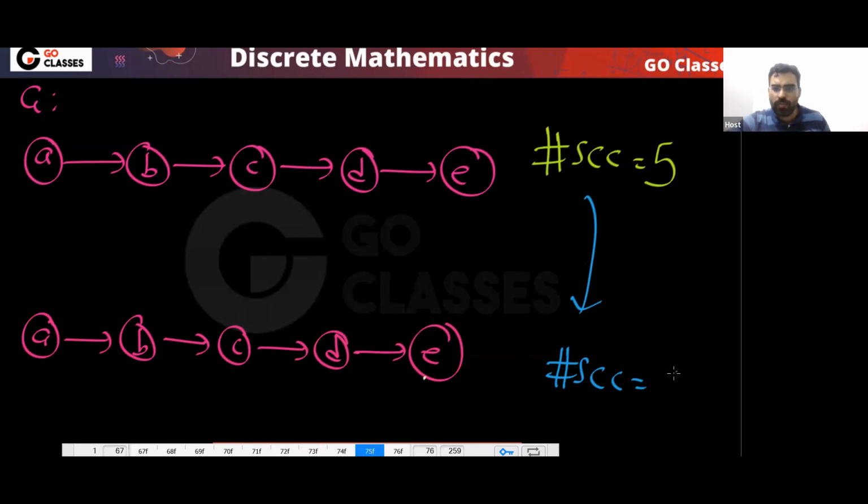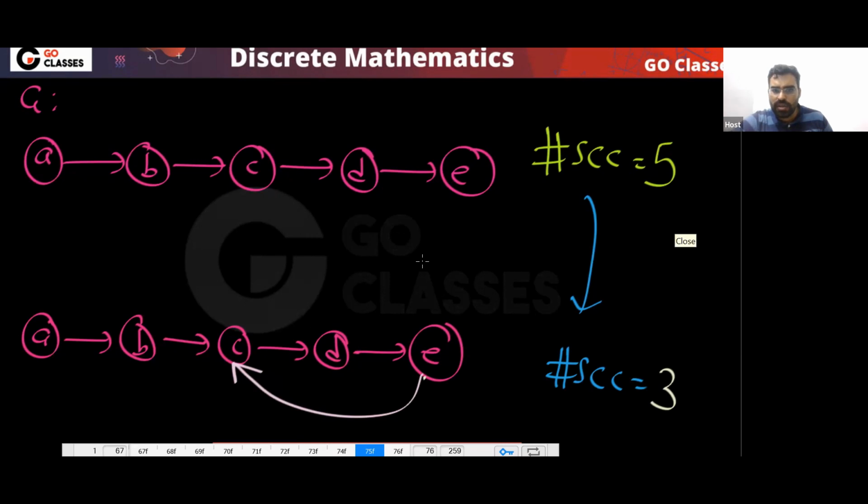Okay, I want three components in this graph. Is it possible? C to E? No, this edge will not do. E to C. Yes, now I have three components.